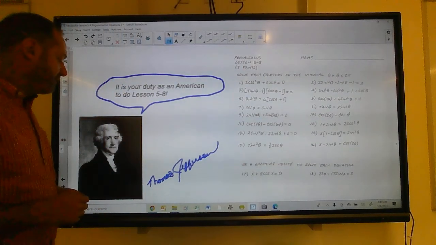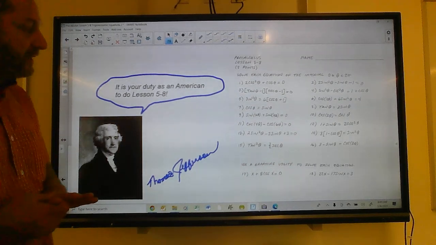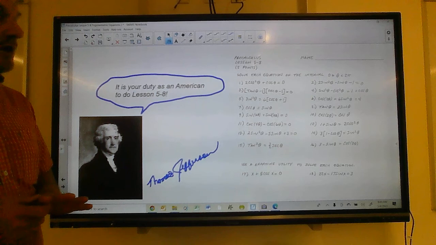So here's your assignment. Got this autograph by Thomas Jefferson earlier today. He was walking down the halls.